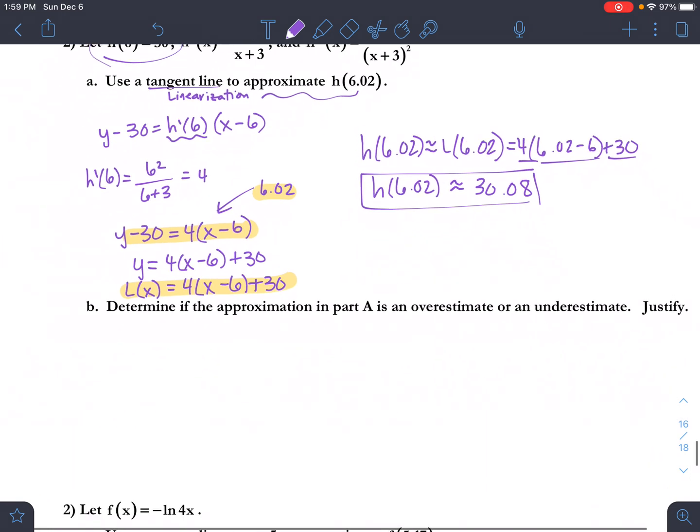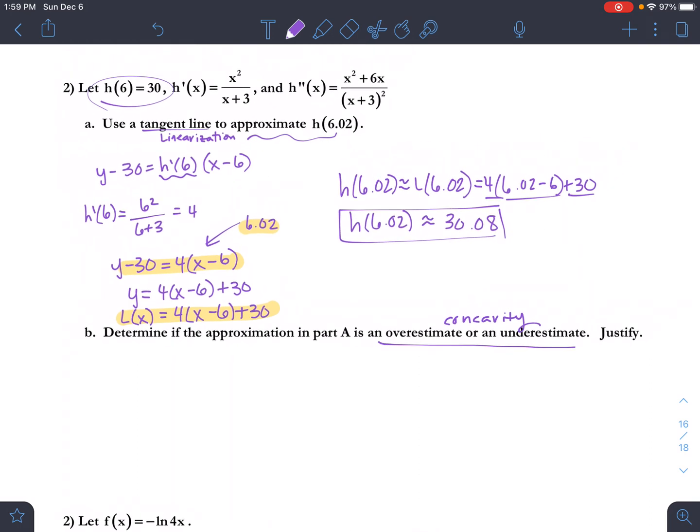Now this one says determine if it's an over or underestimate. So we just talked about this. Remember, over and underestimate has to do with concavity. So take a look. We're looking at 6, right? What's happening at 6? So h double prime's right there. So h double prime of 6 would be 6 squared plus 6 times 6 over 6 plus 3 squared. And honestly, guys, I'm going to be a little lazy here. The only thing we care about is that it's going to be positive, right? I can see it's going to be positive, 72 over 81 maybe. And either way, I don't really care what the value is. I just care that it's positive.